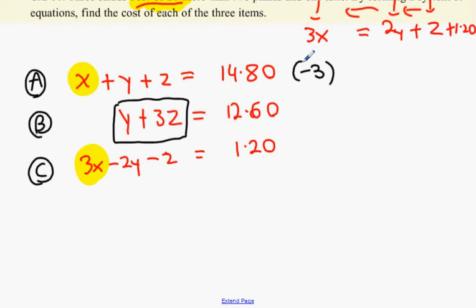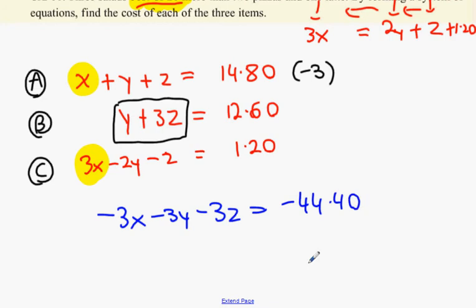Okay, so we're going to multiply the top one by minus 3. Minus 3x minus 3y minus 3z. What's minus 3 times 14.8? I'm going to go for minus, oh dear, minus 44.40, I'll take that. Okay, and then the bottom one is 3x minus 2y minus z. Go for it, Max. What do you get after that?